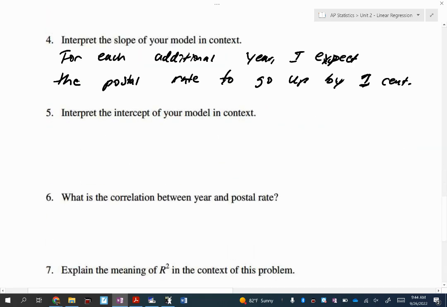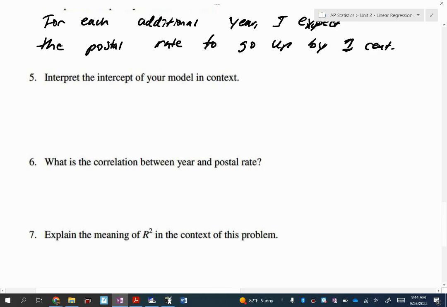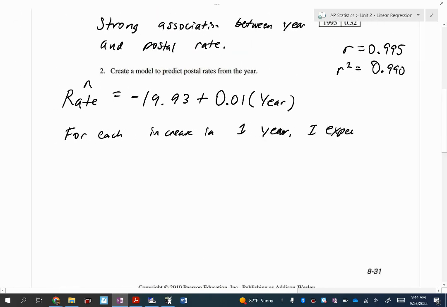Okay, let's do 5. Interpret the y-intercept. So here is the y-intercept. The y-intercept is negative 19.93. Who wants to interpret that for us in context? Eduardo: The y-intercept represents the initial cost of the postal rate at year 0. Year 0. Great. Does that make a whole lot of sense? No. Probably not, right? Not in year 0.